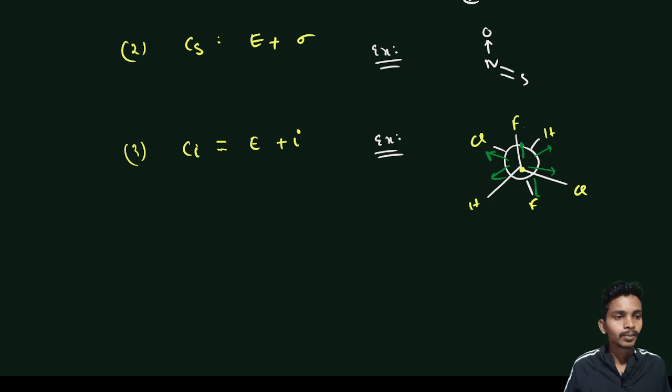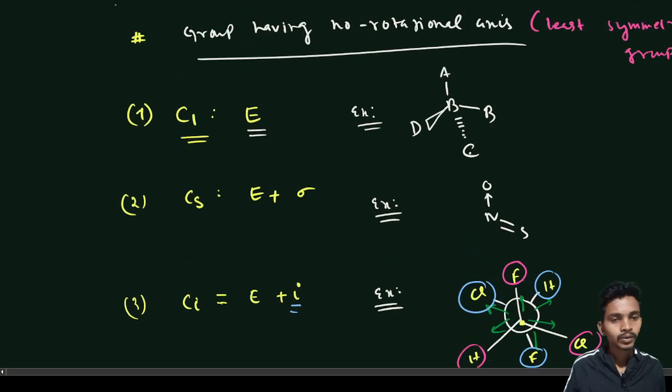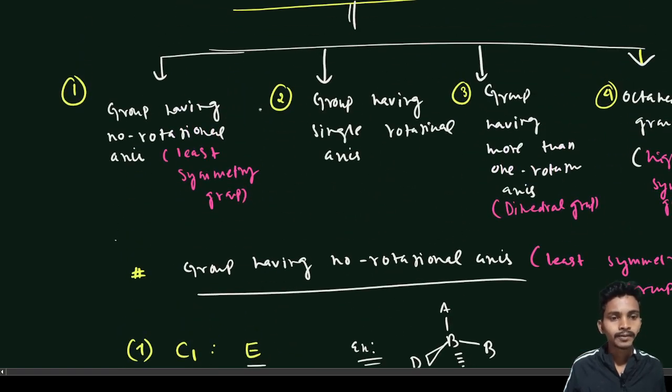See, in the front, these are different. In the back, they are also different. But the i is present, because if you go from this point, you will go to this point, you will get the object. Okay, so these are groups having no rotational axis. Now we discuss the second type, that is groups having a single rotational axis.